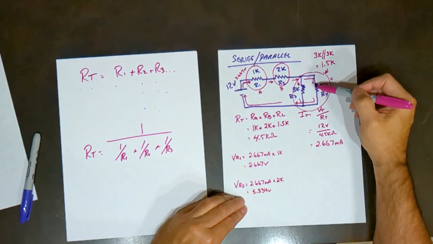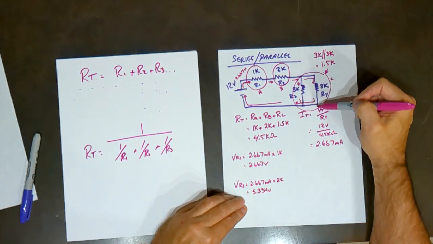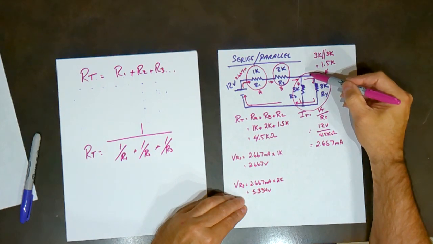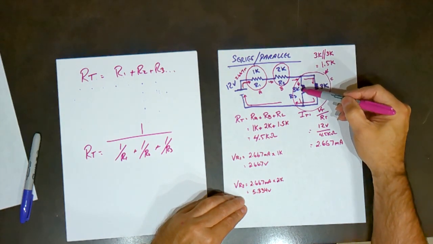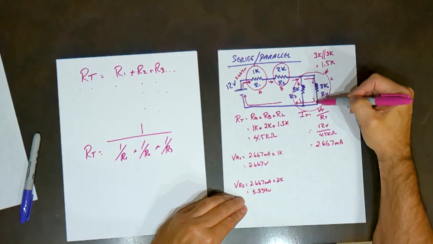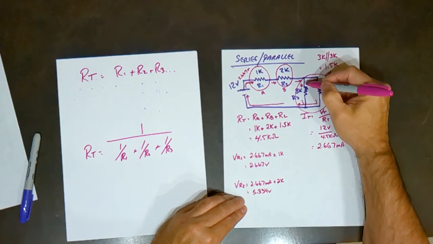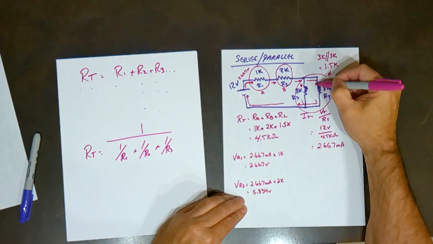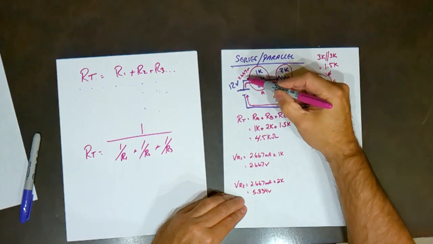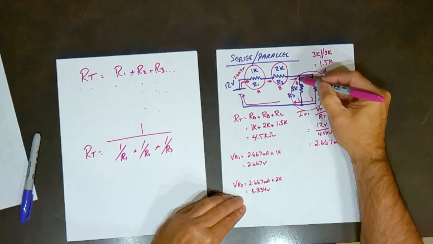Now we're here. There's many ways to figure this one out. We know that this resistor is 3K and this resistor is 3K. So we can take the total current and it's going to split evenly down these branches. So 2.667 is going to give us 1.33.